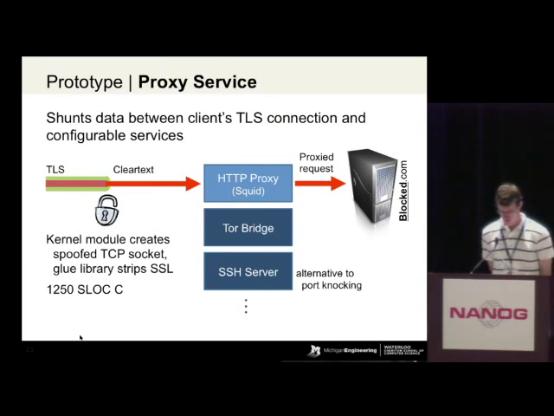And finally, the last component is the obvious proxy service component. So this is what we forward this traffic to once we decrypt it, and what we get traffic back from that we have to re-encrypt and spoof as notblocked.com. And we implemented 3 different proxy services. One, a Squid HTTP proxy, 2, a Tor bridge, so you can use Tor on top of Telex, and also an SSH server that only accepts SSH logins over Telex.